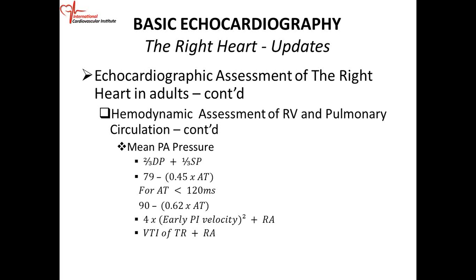The important thing is not to memorize the formula. Remember, it's the acceleration time times a number, subtracted from something. So if you have an increased acceleration time, you're going to subtract a large number from the number, so the mean PA pressure is going to be small. If the acceleration time is a very tiny number, then you're going to subtract a small number, so the mean PA pressure is going to be elevated. So with a very rapid acceleration time, the mean PA pressure is going to be high. That's an important point there.